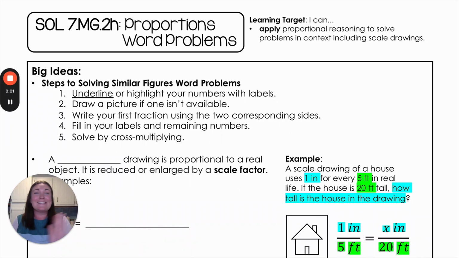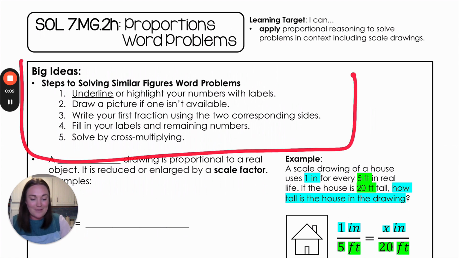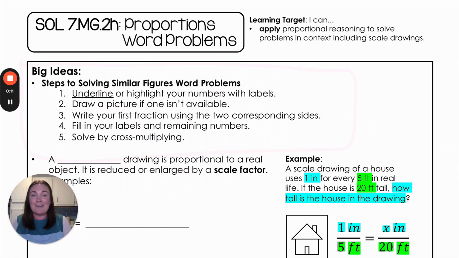Hello everyone, today we're going to talk about how to solve word problems using proportions. So these are the steps we're going to follow for every single problem that we have. This is going to help break it down a little bit, make sure that we have a process to follow, and make sure we're not making any mistakes along the way.